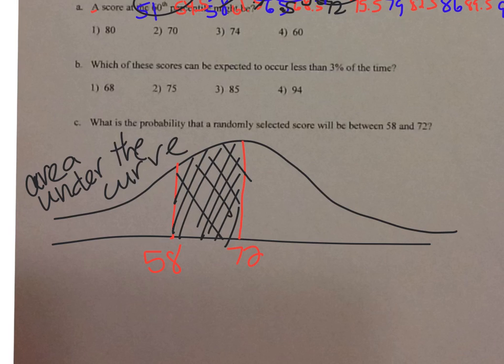So I look at my chart from 58 to 72. So there's 19.1, 15, 9.2, and 4.4. So I went from here, all the percents from here to there. So I add them all up. And what percent of the scores are between 58 and 72? That's 47.7% of the scores. Okay, so that's it.